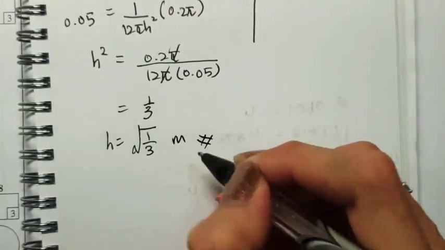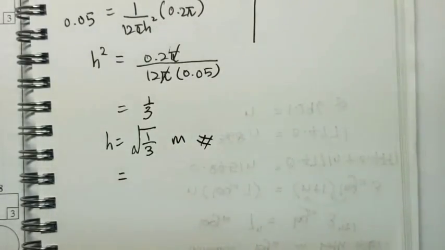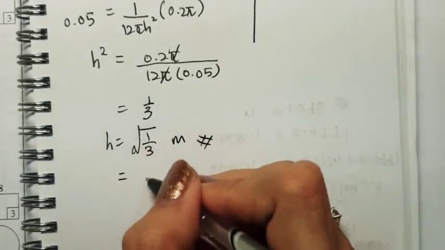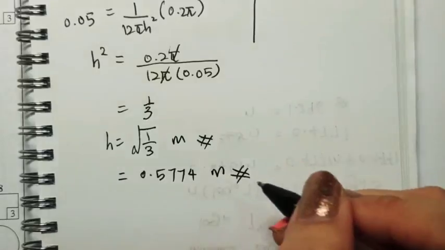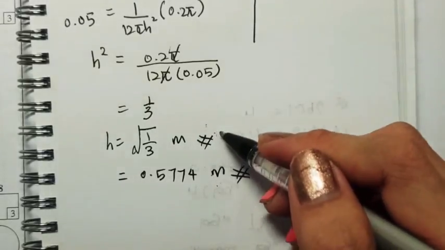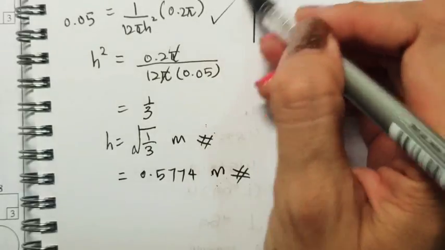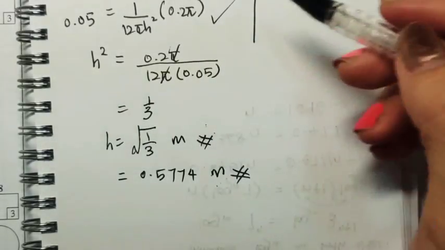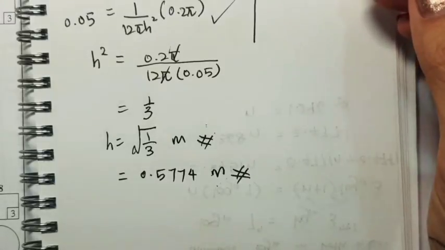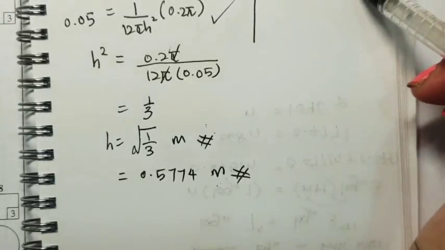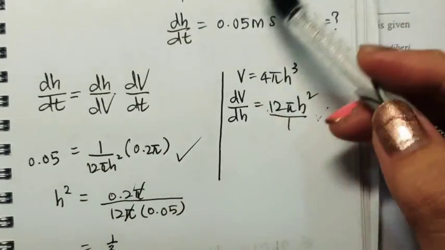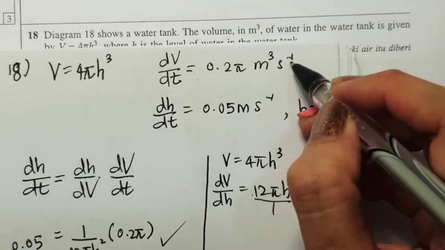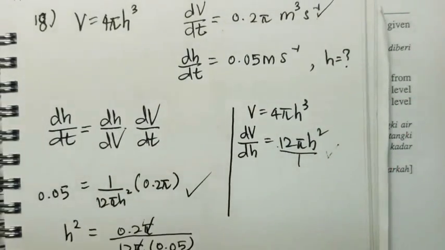We can just leave this as our answer, or if you prefer the decimal number, then we square root the 1 over 3 and we will have 0.5774 meter as our answer. Either one gets you 1 mark. Then this gives you 1 mark. And you differentiate this, 1 mark. Or if you can identify dV by dt, you get another 1 mark over here. Okay, that's it for question number 18.